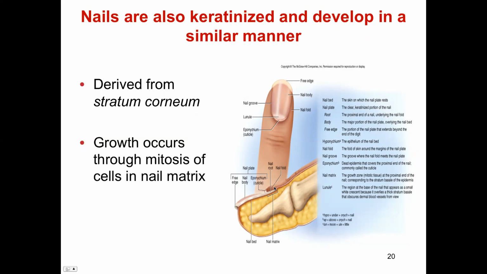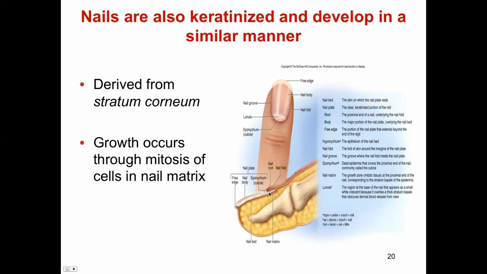Now, the other part here, the hyponychium, this is where you've got your nail bed, right? And in that you've got your nail fold and your nail groove, right? The fold is around the margins of your nail plate, and the groove is where you get your annoying hangnails, right? And then here, your nail matrix, that's where your nail is growing from, right?